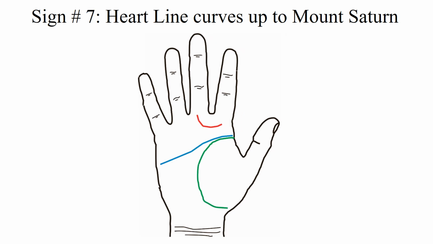Sign number 7. Heart line curves up to Mount Saturn. In this case, the heart line would start from Mount Jupiter, then curves upward to terminate in Mount Saturn. This sign reveals that the person, who initially was warm, affectionate, loving and compassionate, changed in the early 20s, and became heartless, selfish and cold.